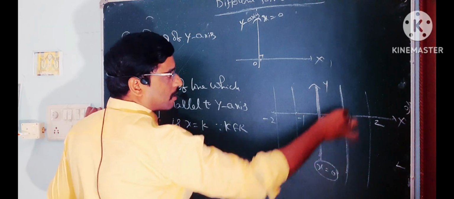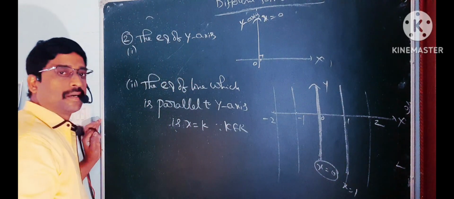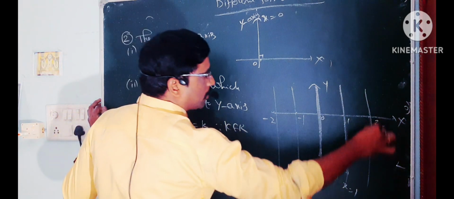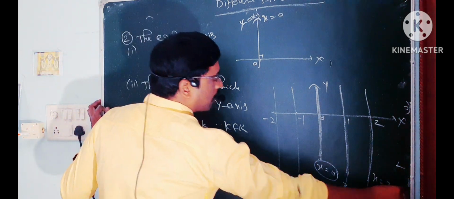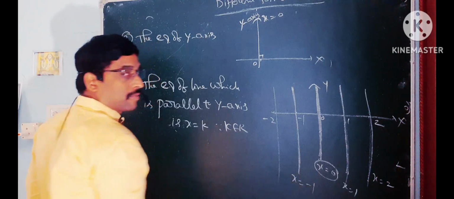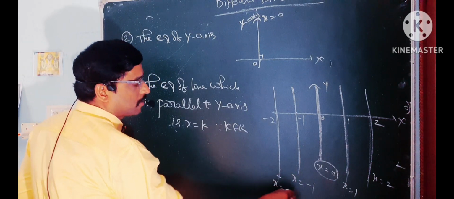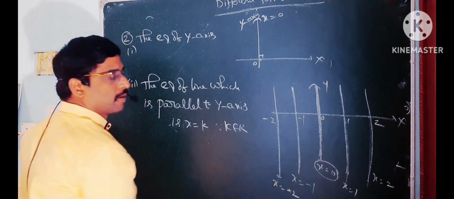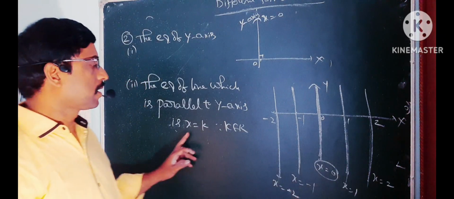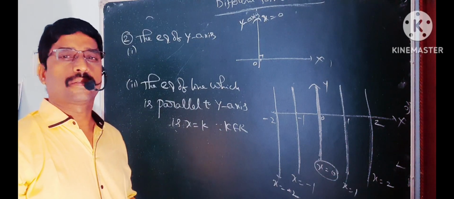Equation of y-axis. X is equal to 1, it is parallel to y-axis. X is equal to 2, it is parallel to y-axis. X is equal to -1, it is parallel to y-axis. X is equal to -2, it is parallel to y-axis. The final conclusion: x is equal to k is parallel to y-axis, where k belongs to R.